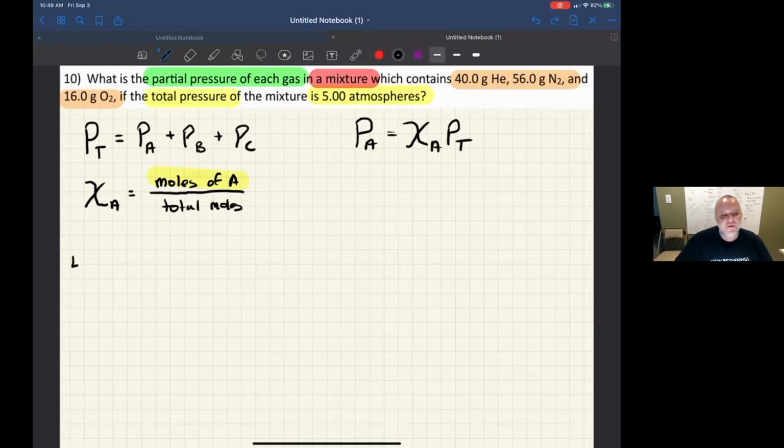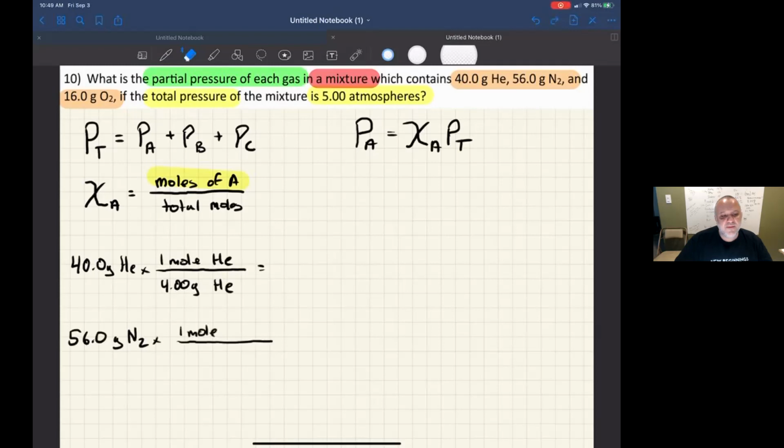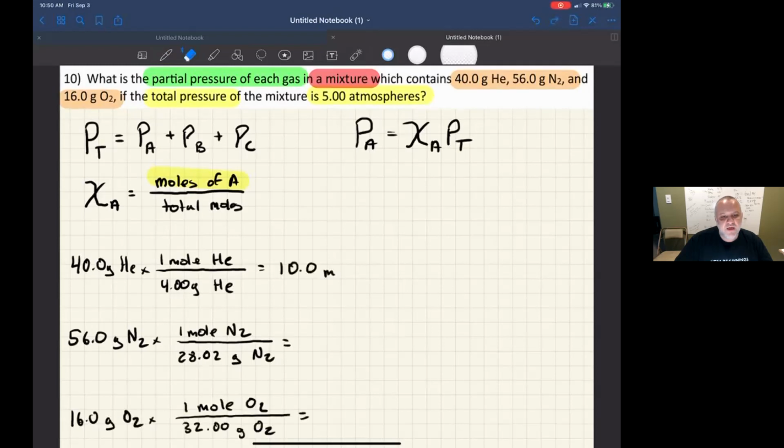So what I need to know is the moles of each component. So I've got a little bit of work to do in converting grams to moles. So 40 grams of helium divided by its molar mass. I also need to do the same thing with nitrogen divided by its molar mass, and the same thing with oxygen divided by its molar mass. When I put those into the calculator, I get 10 moles, 2 moles, and 0.5 moles.